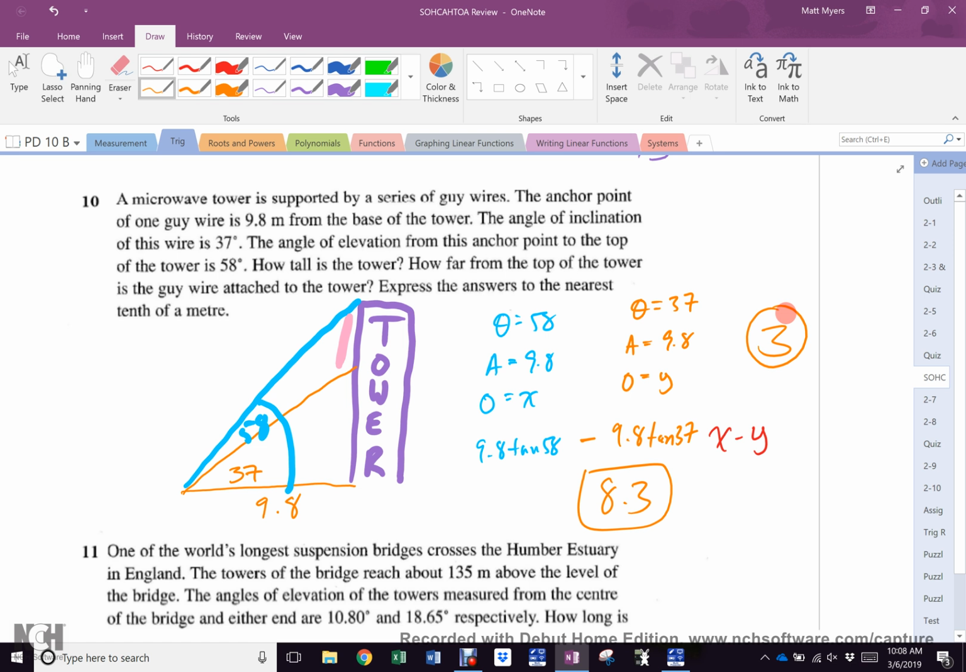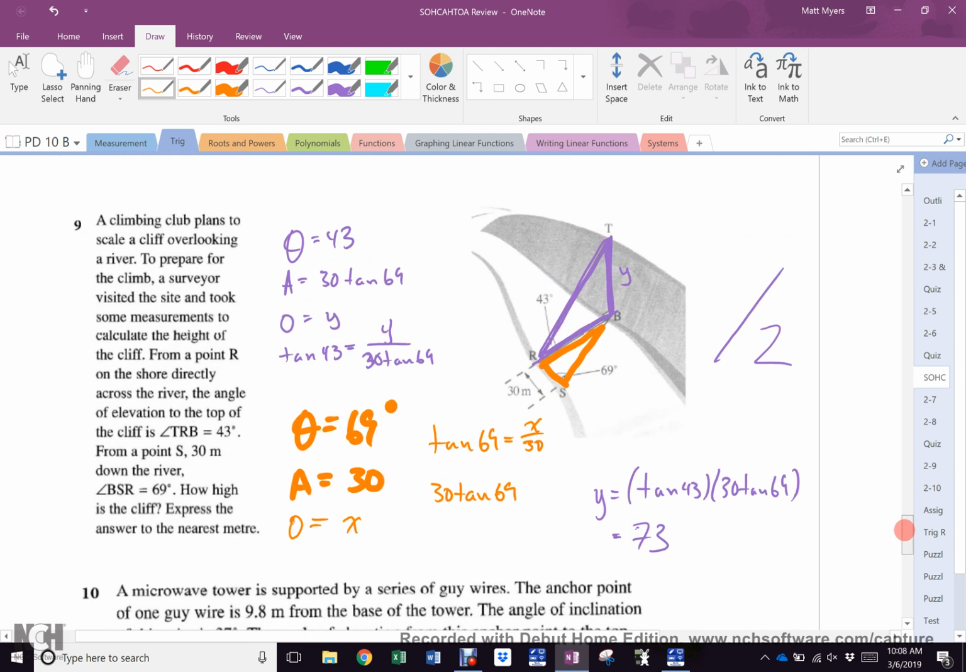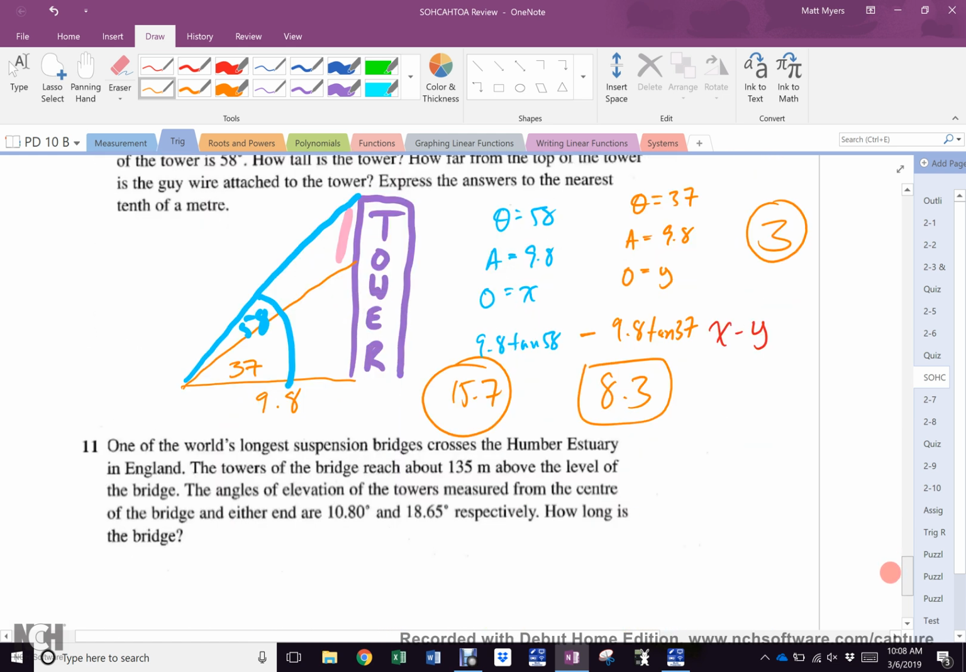Oh, it does say how tall is the tower. Sorry, you need that too, which is the blue one. 15.7. Which is 15.7. Number 9 was out of 2 because the triangles were drawn for you.